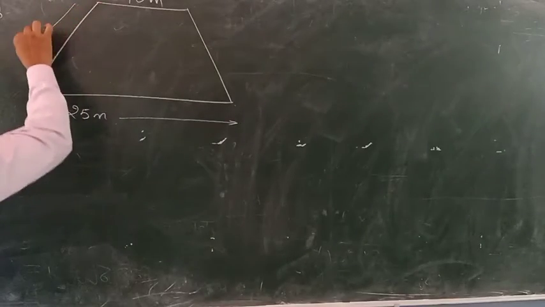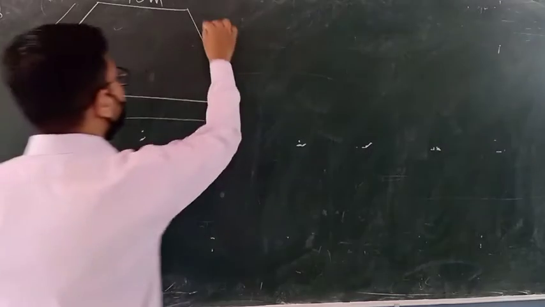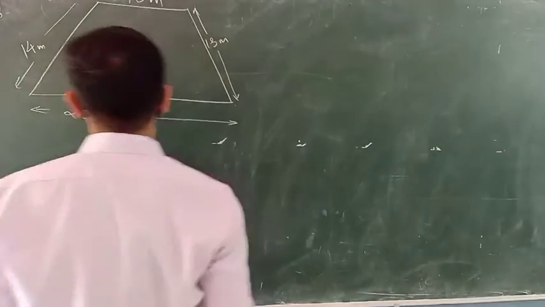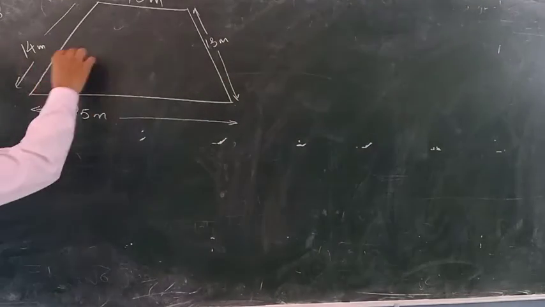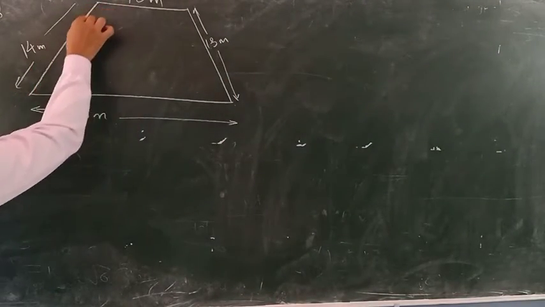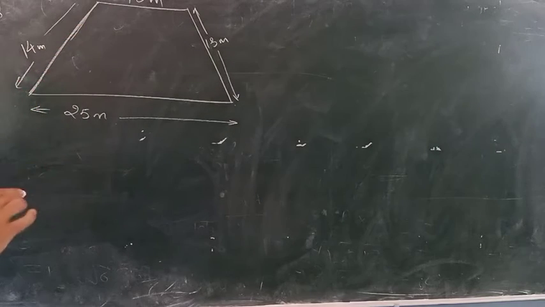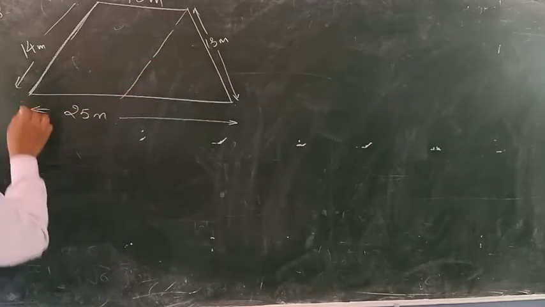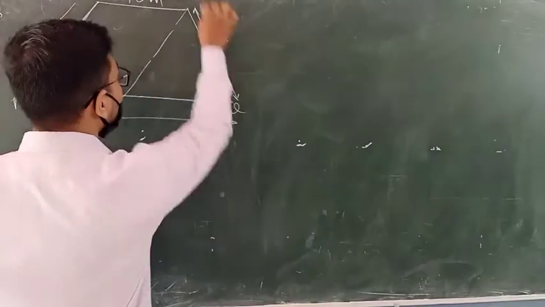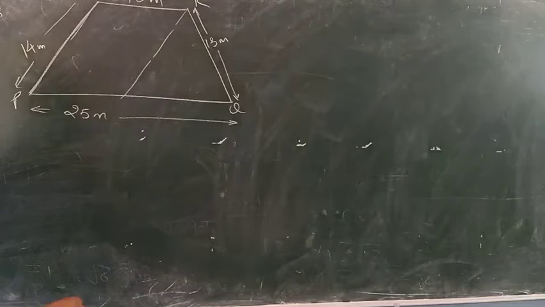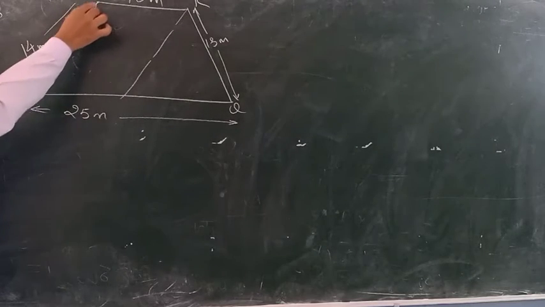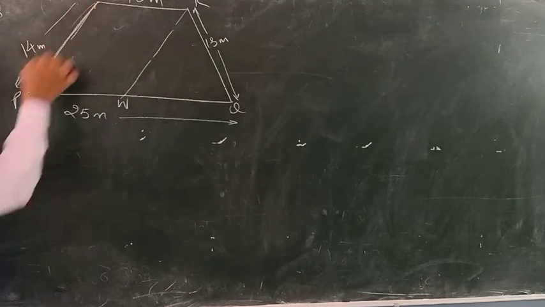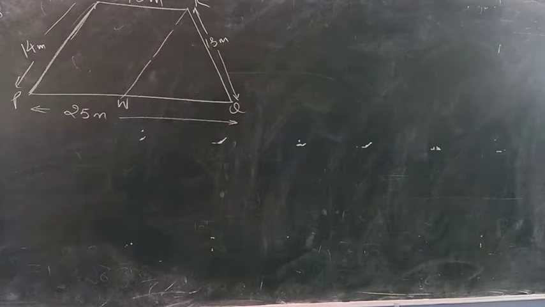Let's say this side is 14 meters and this side is 13 meters. This is the last question of this exercise. Now, I am constructing a line parallel to this line like this. Let's say this is P, Q, R, S. So what I have done here is I just draw a line R, let's say this is W, RW parallel to PS. Construction.